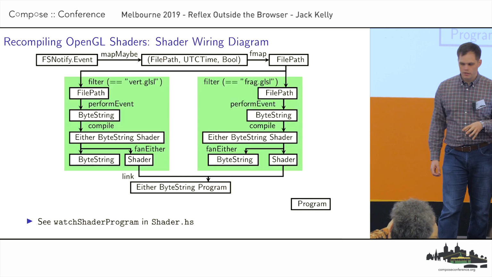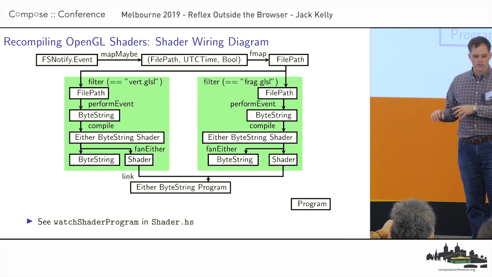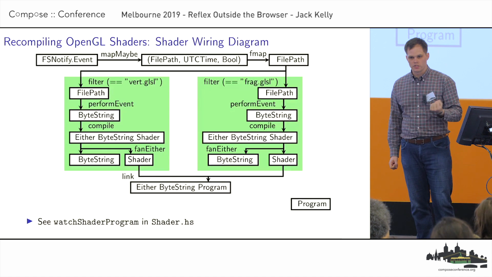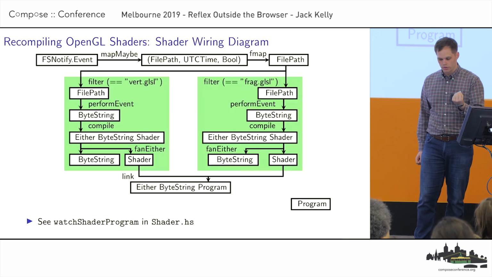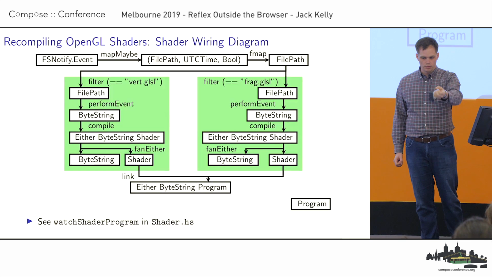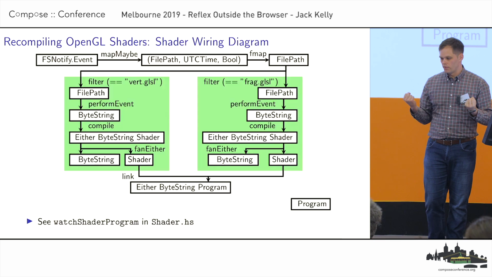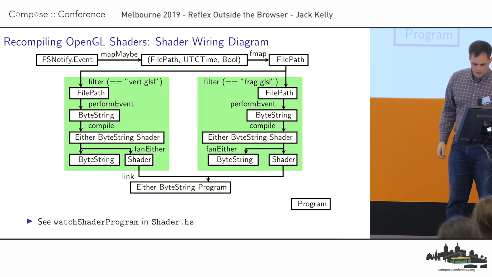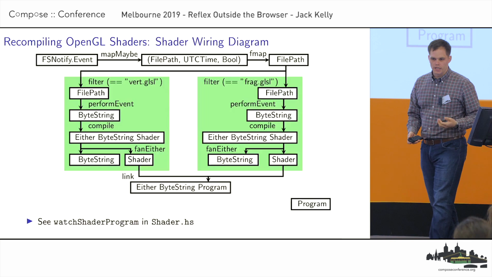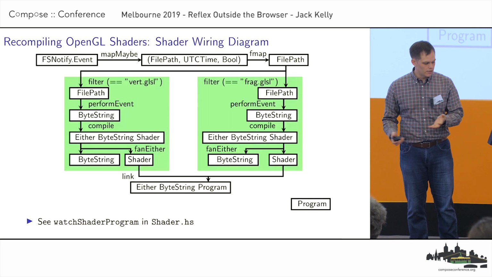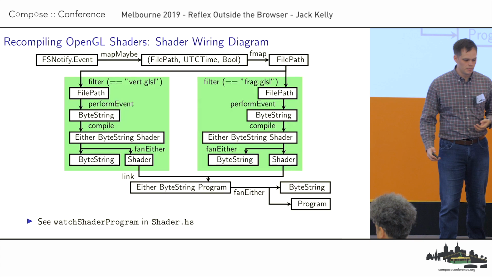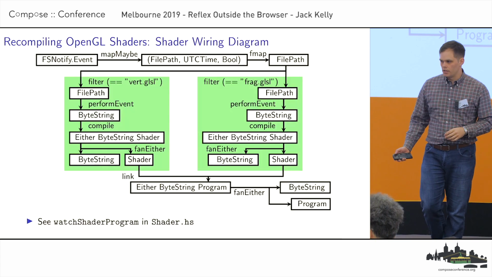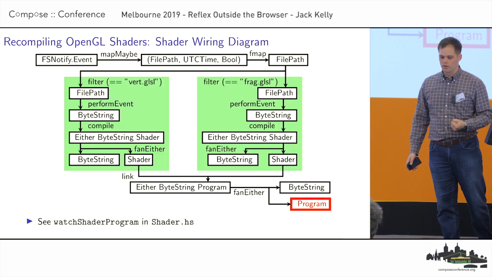So internally, there's going to be a couple of dynamics inside that function. As a fragment shader compiles and comes in, I hold on to it. If a new one comes in, I throw out the old one and hold on to that. I do the same for vertex shaders, and once I have both of them, then I can start trying to link them. And as with the compile step, I get either a byte string of link errors, or I get a compiled shader program. I can fan either of those again, and that gives me my event of compiled shader programs.